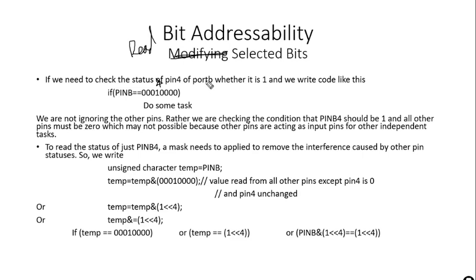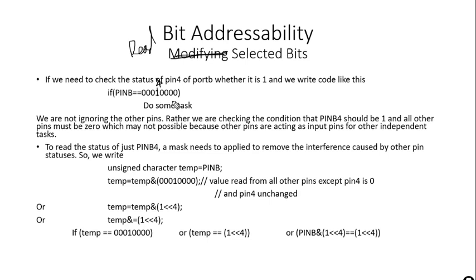We have to read the complete byte, the complete pin register, and then perform some logical operation to get the status of only the selected pins. Students normally come up with this code: 0001. Only bit 4 is 1 and all others are 0. The problem with this is that there may be other pins.